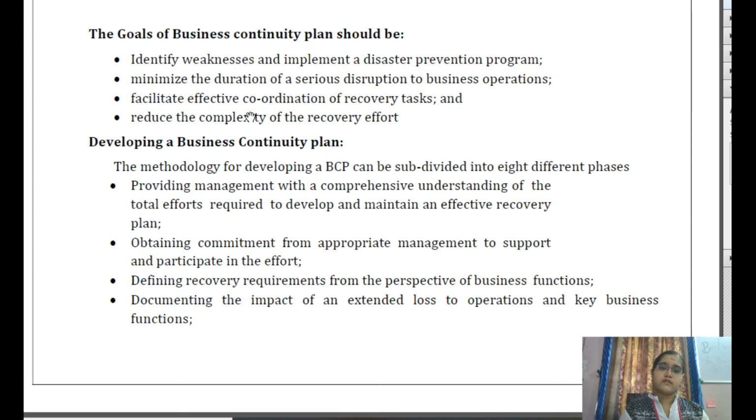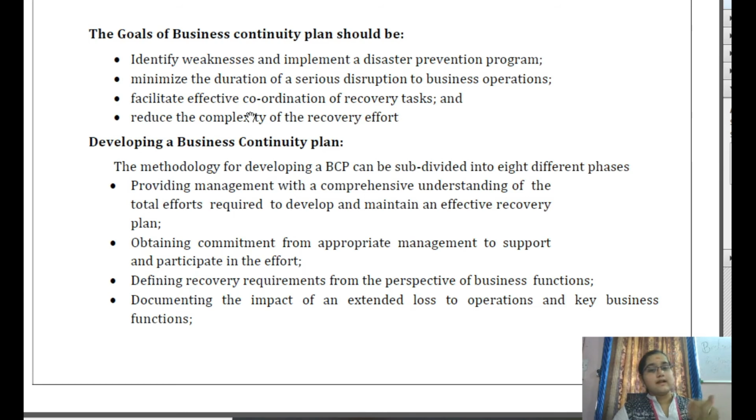Okay, we know the objectives of the plan, we know the goals of the plan, and now we are developing the plan. So when the plan is being developed, what does the plan focus on? Again, you will say, "Ma'am, focus is nothing but objective." No, the objective is the thing which shows what we need to achieve.